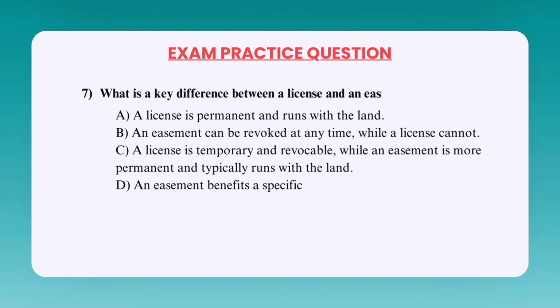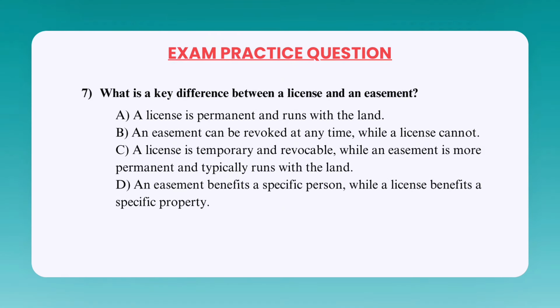Okay, number 7. What is a key difference between a license and an easement? Is it A, a license is permanent and runs with the land? B, an easement can be revoked at any time while a license cannot? C, a license is temporary and revocable while an easement is more permanent and typically runs with the land? Or D, an easement benefits a specific person while a license benefits a specific property?